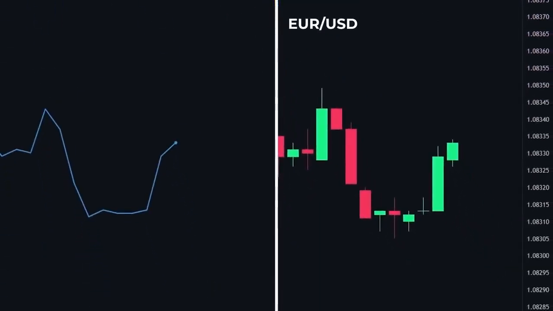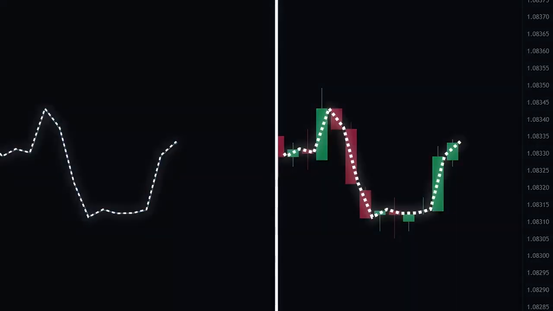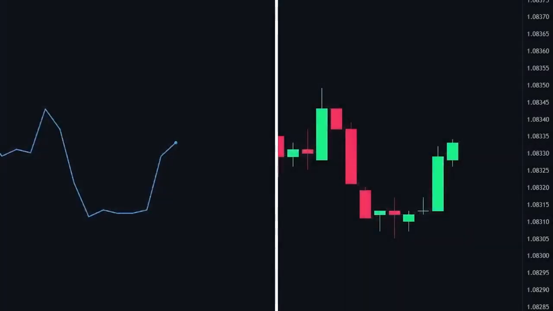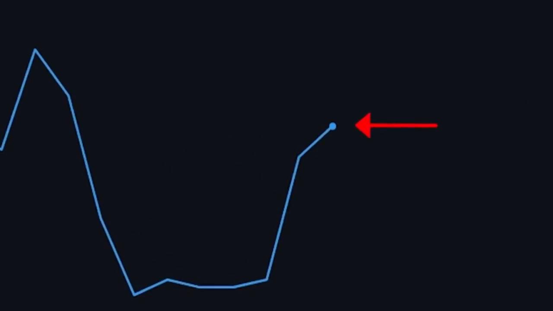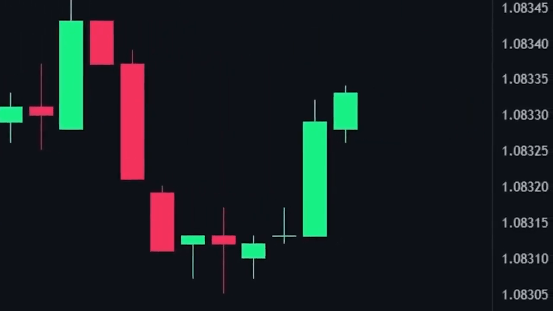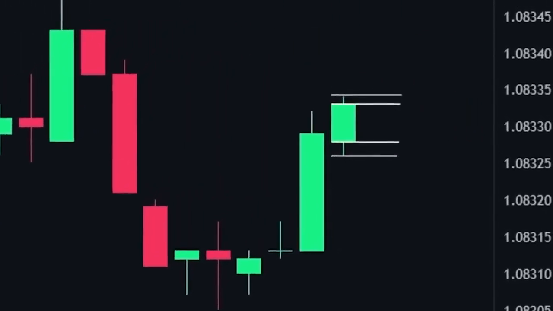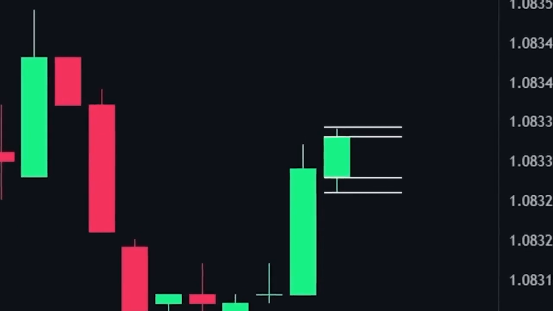So let's use this euro-dollar pair as an example. On the left, we have the line chart, and on the right, we're using the candlestick chart. As you can see, both charts move in a similar shape, which is expected since they both display the price. However, notice that the line chart only shows us one piece of information, the closing price for each period. In contrast, the candlestick chart provides 4 pieces of information for the same time period.